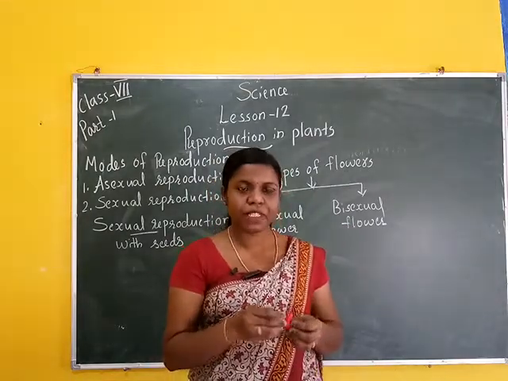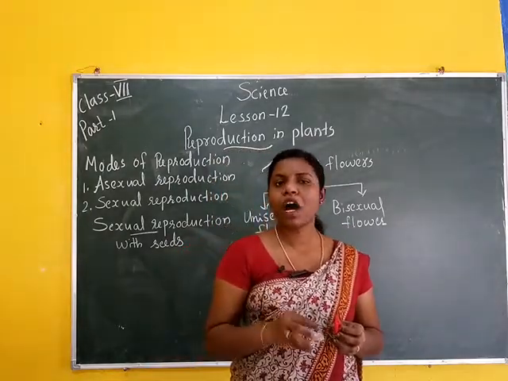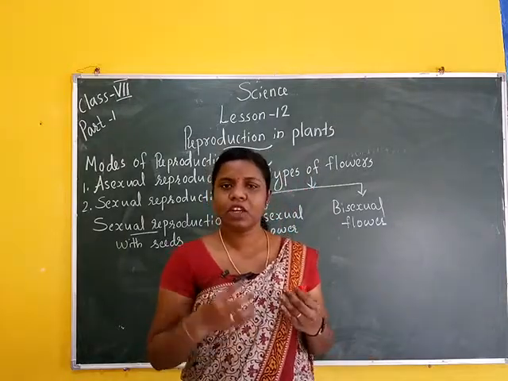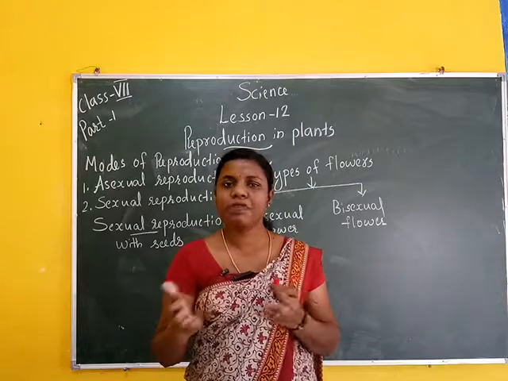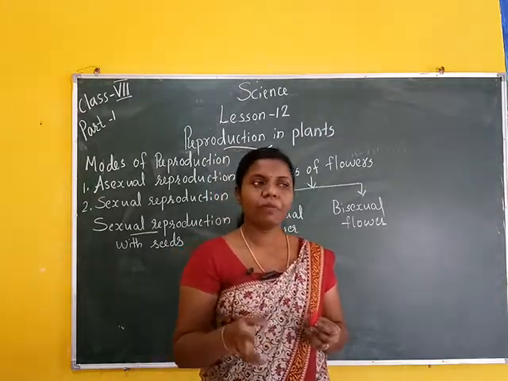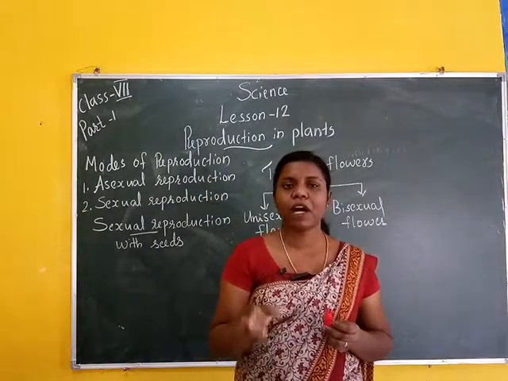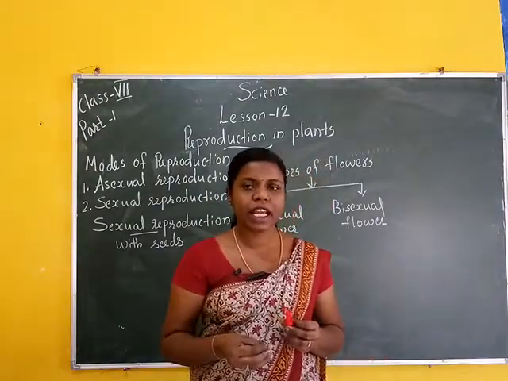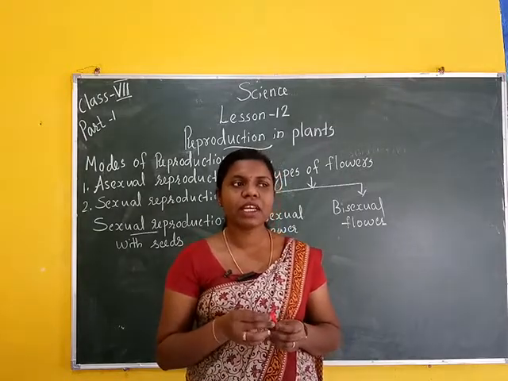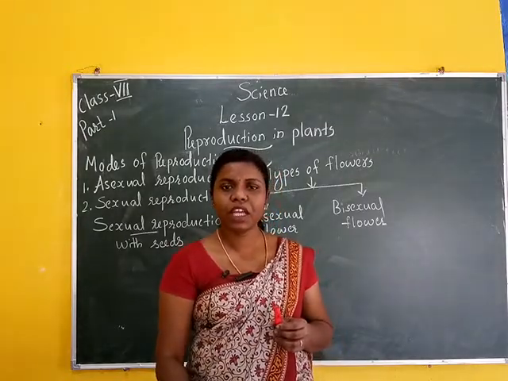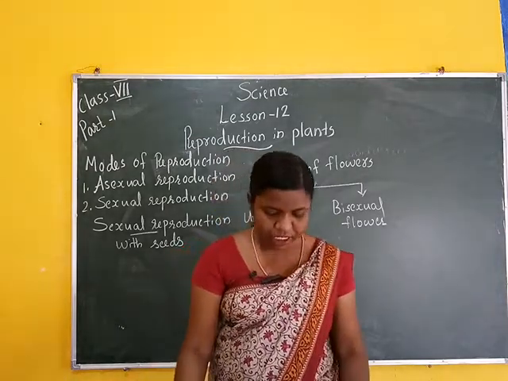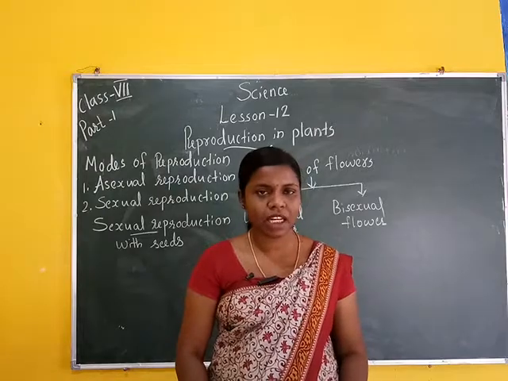Then pistil. Pistil means the female part of the flower. That means in reproduction two parts take part, male and female, which fuse to form the next generation. The pistil contains stigma, style, and ovary. Then stamen is the male part of the flower. It consists of filament and anther.